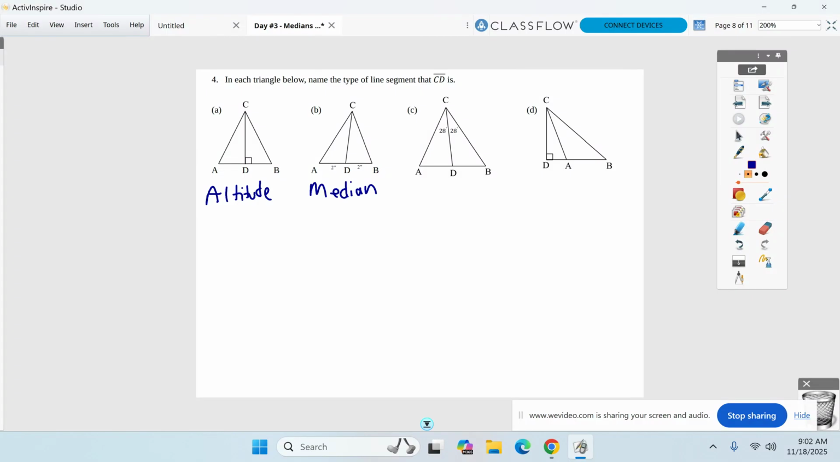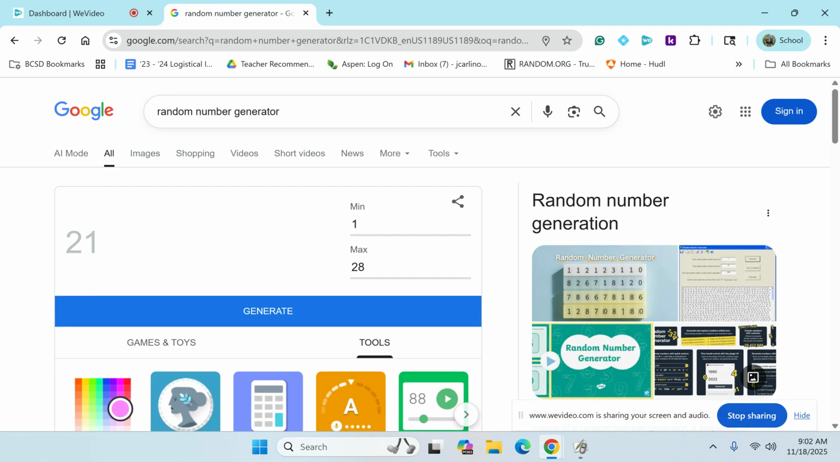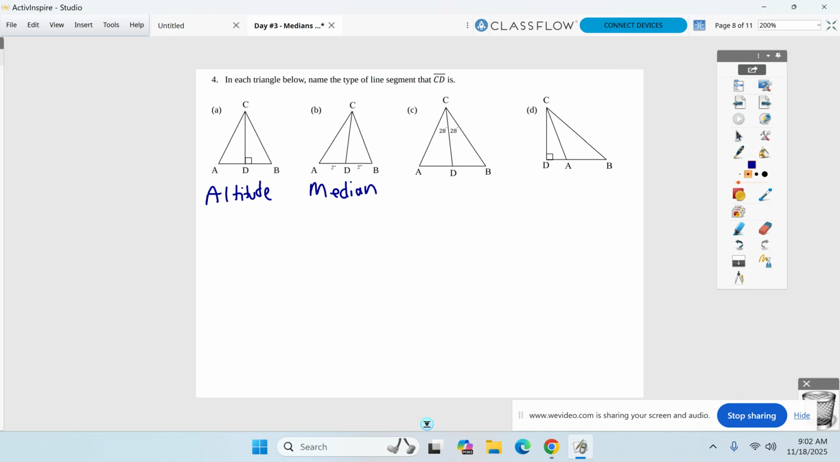I see 28 degrees in part C. What's CD now here? Charlotte? That's an angle bisector. Good. And then what I thought was going to be the toughest here, part D. What is CD in there? What is CD acting as there?